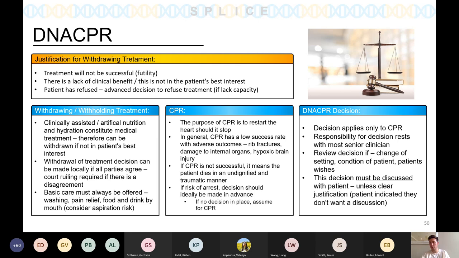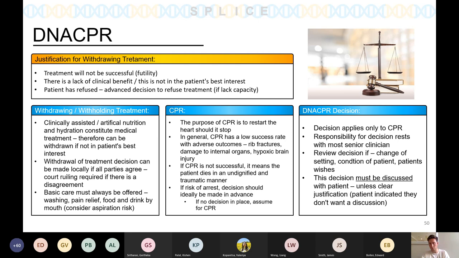With these decisions in terms of withholding or withdrawing treatment, if everyone agrees, then this decision can be made locally, so on the ward or within the hospital. But if there's a bit of a disagreement or a dispute, that's when you get the court involved. And it goes without saying, but it's sometimes good to reassure people that basic care will always be offered. So washing, pain relief, and if they can, food and drink should be offered as well. But you do need to consider an aspiration risk with that one.